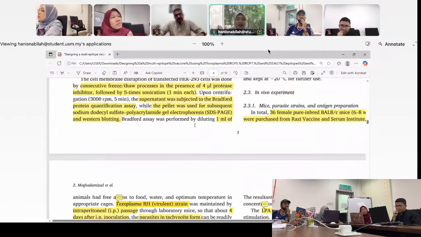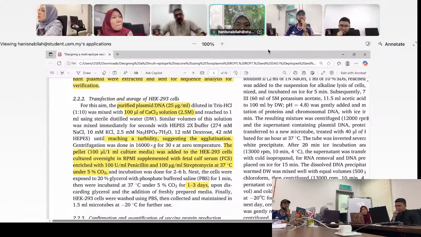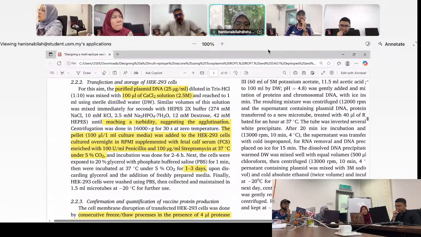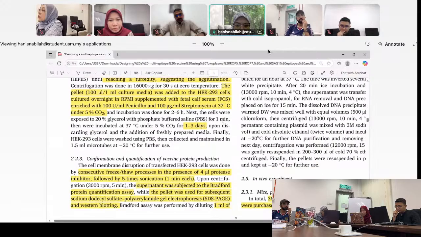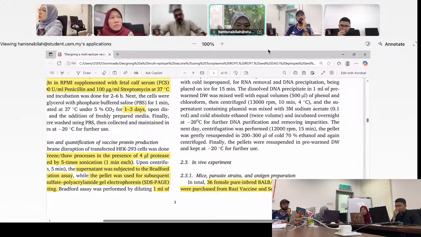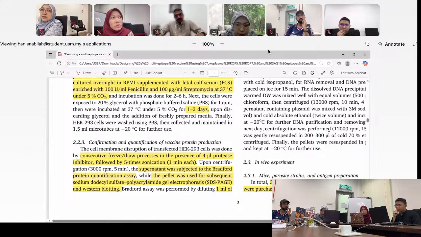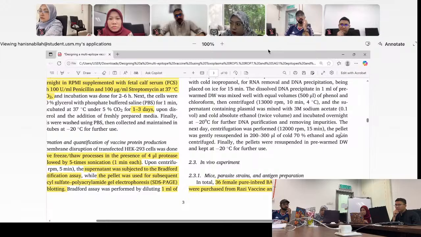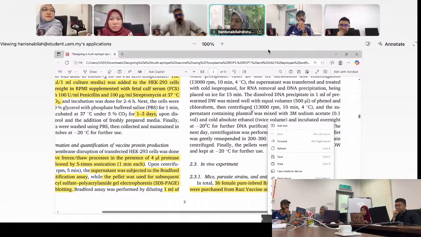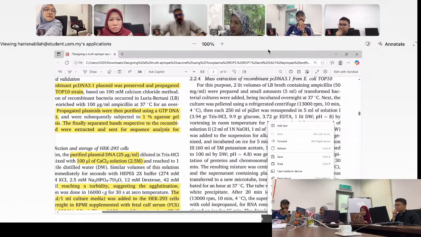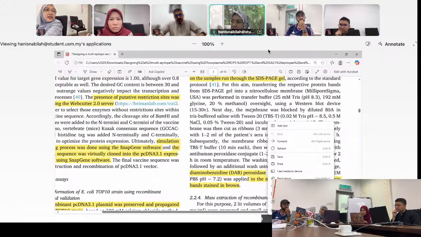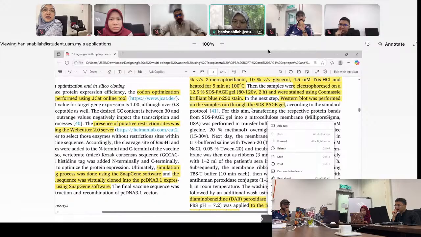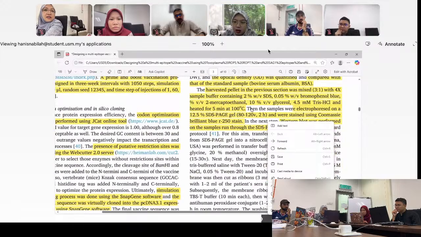After they transferred this into HEK293 cells, recombinant vaccine protein is produced. So it's not the plasmid DNA vaccine. I think it's a recombinant protein. They produce the protein here, right? Before they did the challenge.